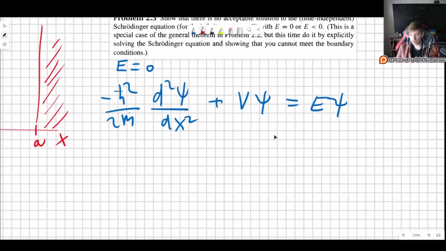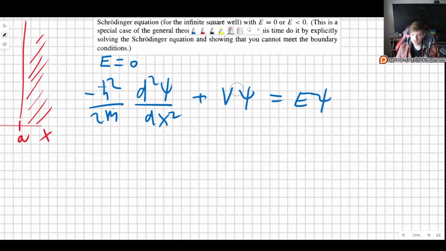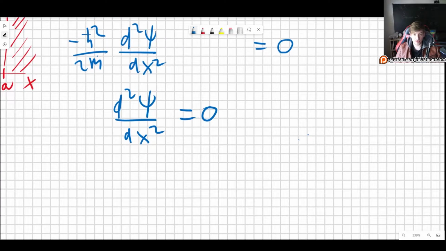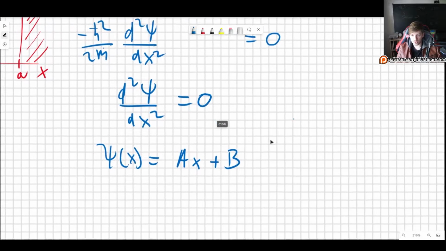So in that region, of course, the potential will be 0. And now we're also in the case where the energy is 0, which means that the right-hand side will also be 0. So this means that what we are solving is d squared psi dx squared is equal to 0. Now, this is just a very trivial differential equation. We just need to integrate twice. So when we integrate twice, we get a x plus b, of course, these being constants. In this case, we will find them with boundary conditions.